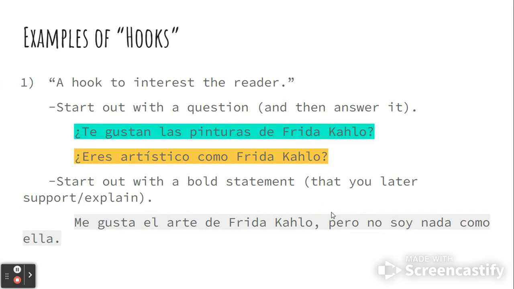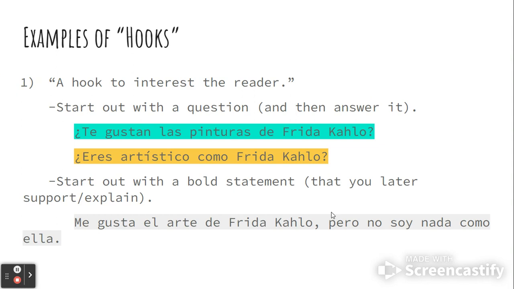So examples of hooks. A hook is meant to interest the reader. It's a statement that grabs the reader's attention. One possibility is to start out with a question and then follow up with answering it. For example, ¿Te gustan las pinturas de Frida Kahlo? ¿Eres artístico como Frida Kahlo? It's like the author, the writer, is connecting directly, speaking directly to the reader.